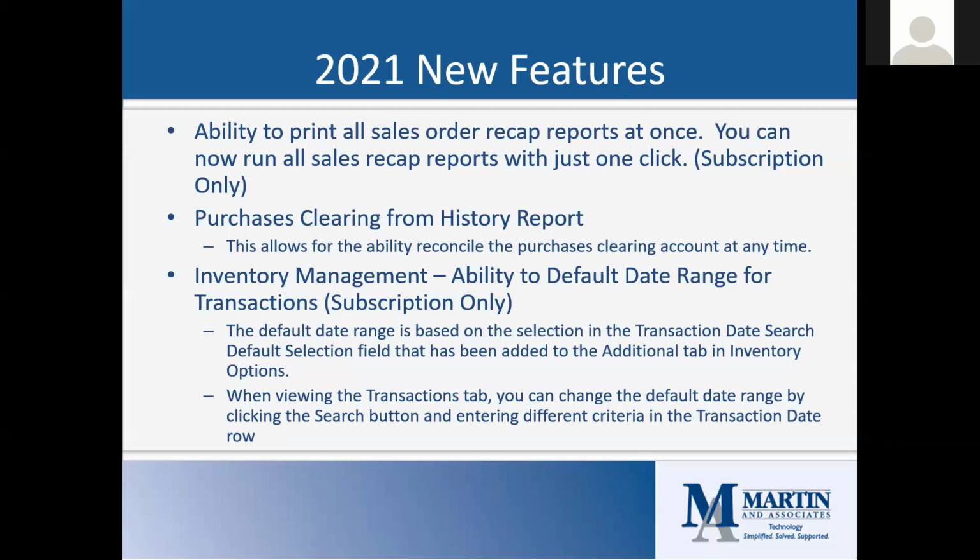When you're reviewing transactions, you can change the default date range by clicking on the search button and putting in different criteria. But this would just default for you when you first go to those options, what date range it's looking at. That helps you out if you have a lot of years of history and you don't want all that to load and search by default. You can define what your date ranges are.